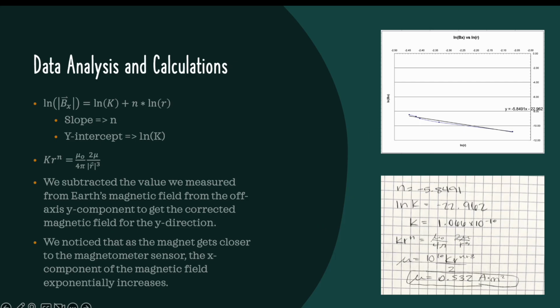That linear regression gives us the slope, which is n, and the y-intercept, which is the natural log of k. Then we plugged that into the k r to the n equation to solve for our dipole moment. We subtracted the value we measured for Earth's magnetic field from the off-axis y component to get the corrected magnetic field for the y direction. What we notice is that as the magnet gets closer to the magnetometer sensor, the x component of the magnetic field exponentially increases.